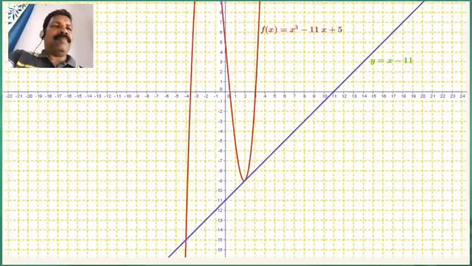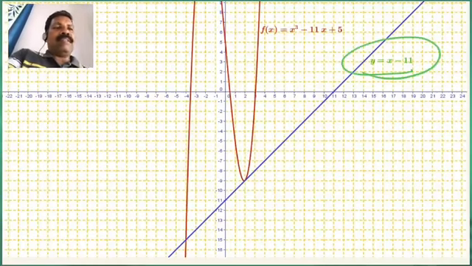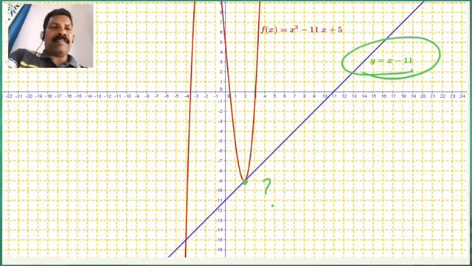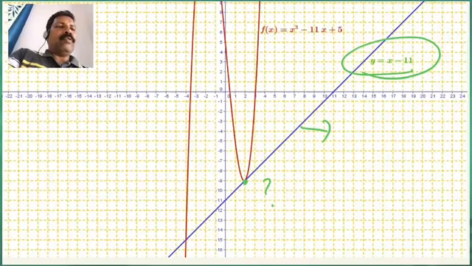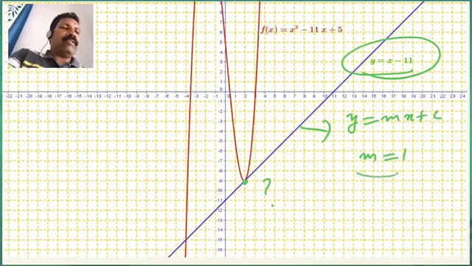Now let us see what is happening. So you can see the curve and the given tangent here. So we have to find this point. That's our target. So again, from this line, you know y is equal to mx plus c. When we compare it as y is equal to mx plus c, then you can find the slope of the given tangent, that is 1 only.